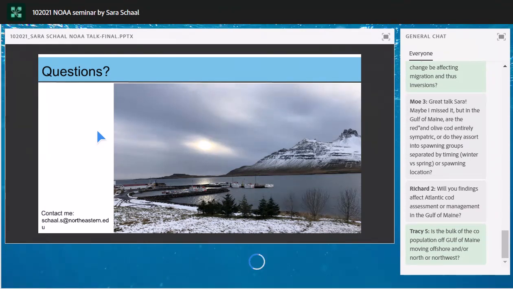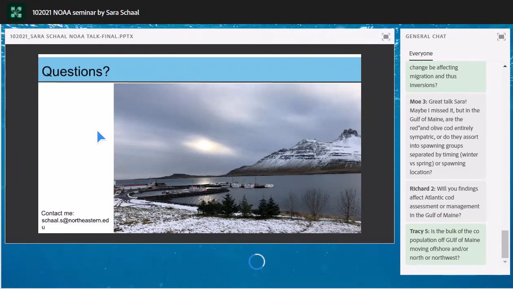All right, questions are coming in. So we have a question from Mo. Great talk, Sarah. Maybe I missed it, but in the Gulf of Maine, are the red and olive cod entirely sympatric, or do they sort into spawning groups separated by timing, winter versus spring, or spawning location?